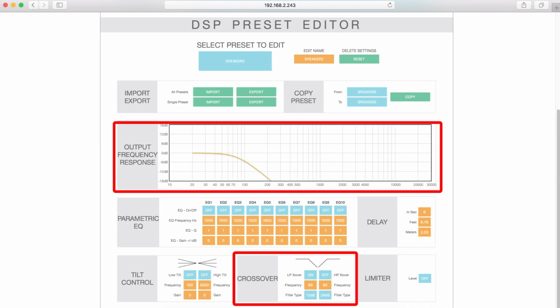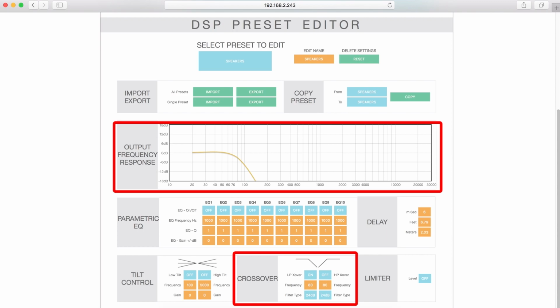6, 12, 18, and 24 dB per octave Butterworth filters can be applied to the crossover. The higher the number, the faster the speaker output will be reduced below or above the crossover frequency.